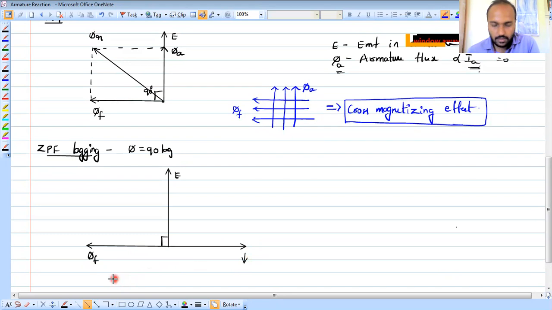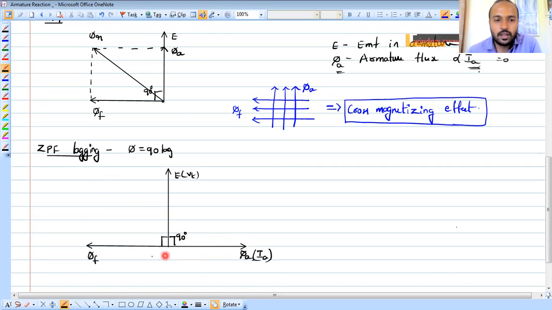So this is our phi A. How does this armature flux lag? Phi A is nothing but IA, it is directly proportional to IA. E is directly proportional to VT. So the angle between these two is 90 degrees. That's why we call it a zero power factor lagging.